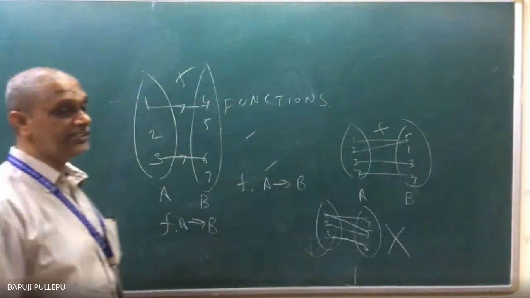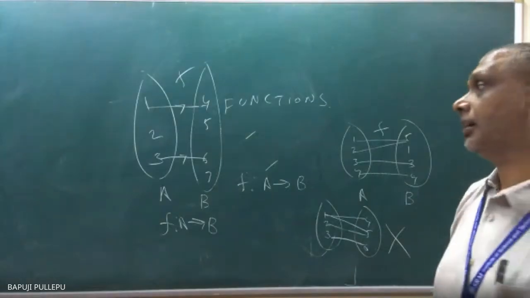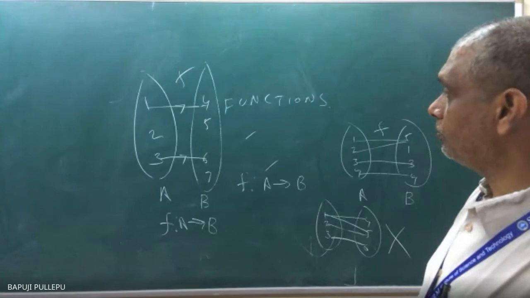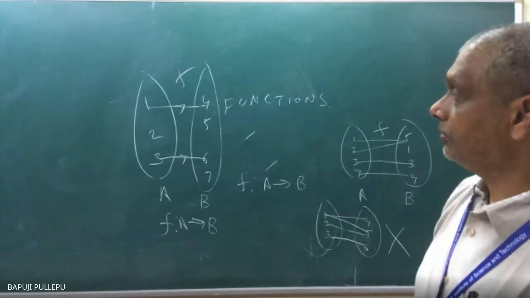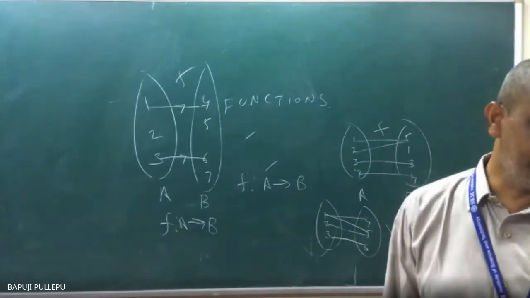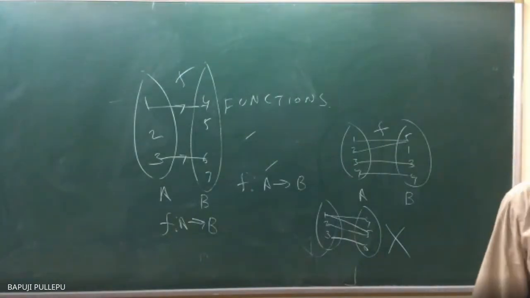Who is there? Sir, 2 does not have any. That I want. You have to explain to me. So for 2 there is no image. Correct. Correct, the reason is what?